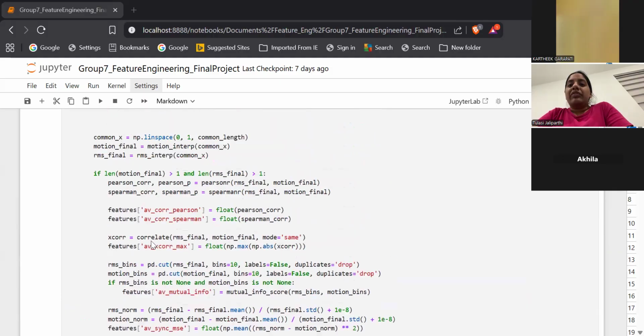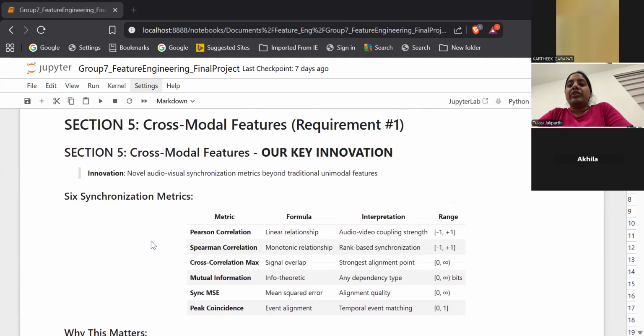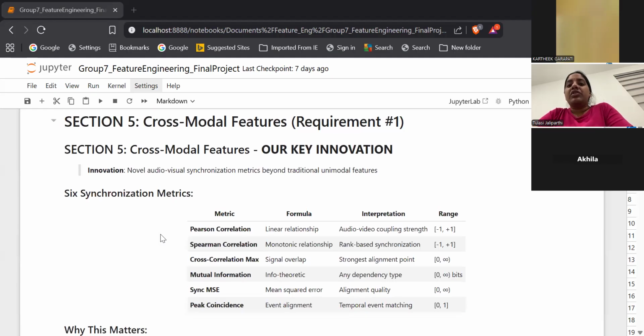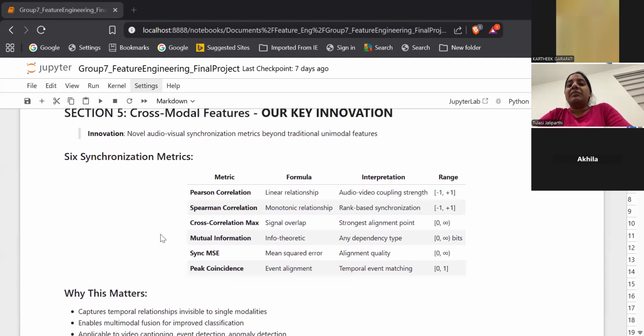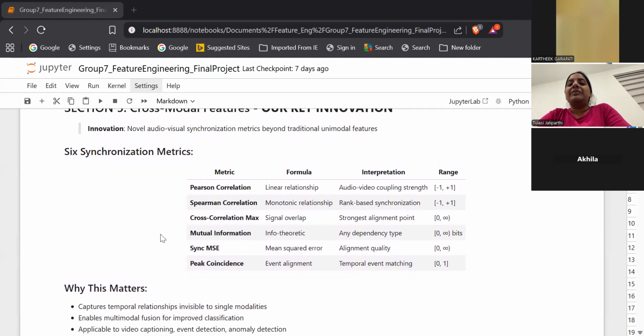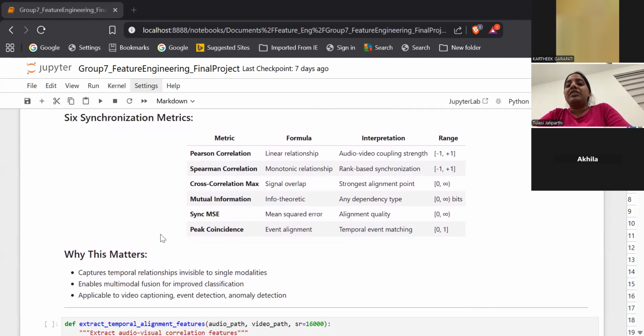Now, in section 5, our most innovative contribution: cross-modal synchronization features. Traditional approaches treat audio and video independently, missing the temporal relation between sound and motion. When a door slams, there is both loud sound and visual impact. Our features explicitly capture this alignment.